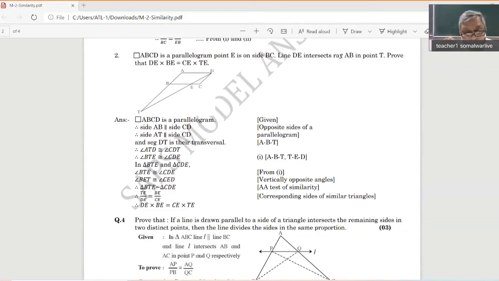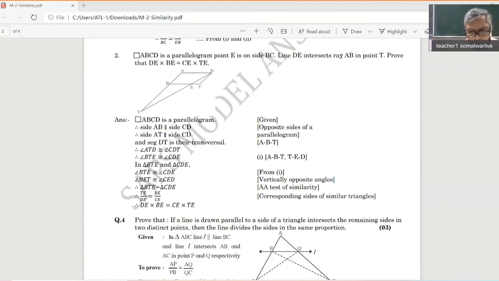Therefore, now BTE and CDE, when we are thinking about these two triangles, angle BTE is congruent to angle CDE because of alternate angles. Second, BET is congruent to CED because they are vertically opposite, and therefore both the triangles are similar. That is, triangle BTE is similar to triangle CDE.